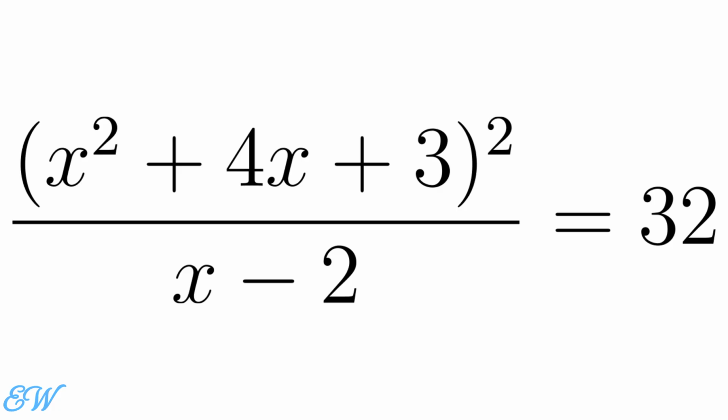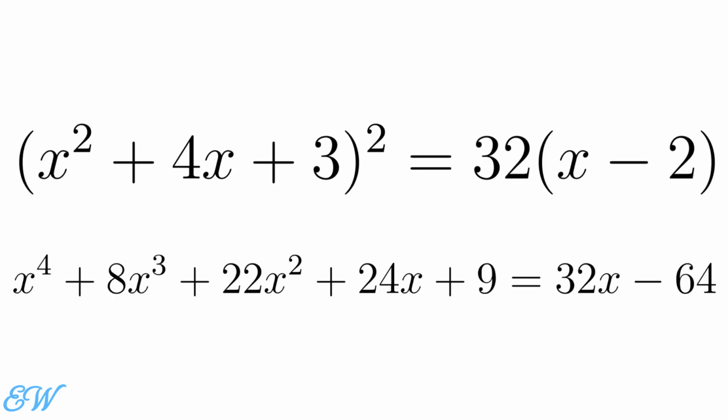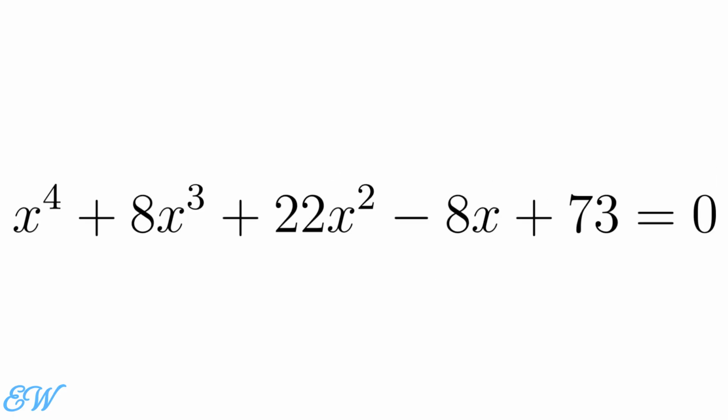Simplifying leaves us with x squared plus 4x plus 3, squared, over x minus 2 is equal to 32. Now we can multiply both sides by x minus 2 to get rid of the fraction and expand fully. So we get x to the power 4 plus 8x cubed plus 22x squared plus 24x plus 9 is equal to 32x minus 64. Now we bring everything to one side and we get x to the power 4 plus 8x cubed plus 22x squared minus 8x plus 73 is equal to 0. Now the solutions to this equation will be the solution to our problem.